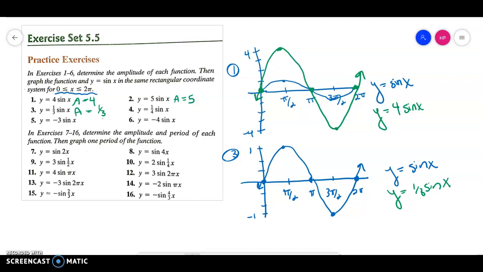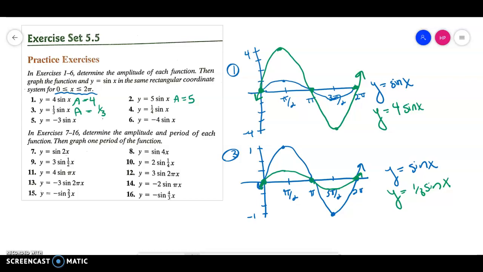So if it is 1/3 times the sine of x, then my zeros stay at my zeros, and now it is 1/3 of the height, so it is shorter, a little bit shorter and wider than what it was before. And so that's all that the amplitude is doing. So number 4, again, is just going to be even closer to the axis. 5 and 6 are flipping on me.